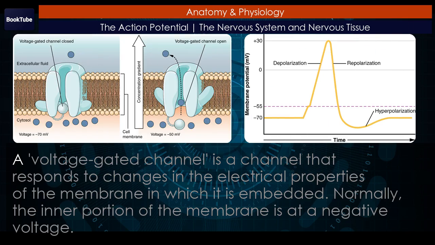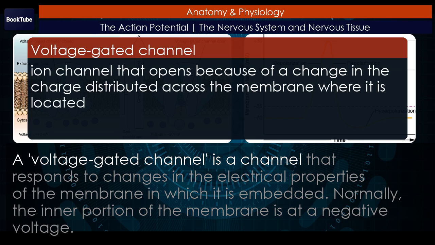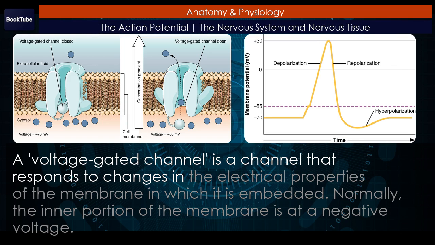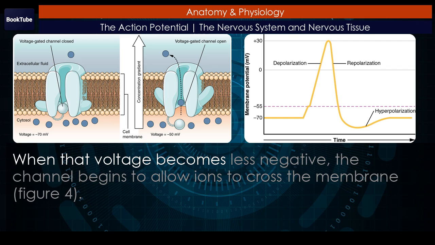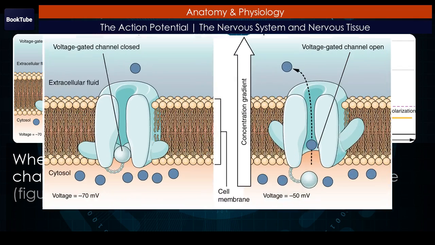Figure 3. A voltage-gated channel is a channel that responds to changes in the electrical properties of the membrane in which it is embedded. Normally, the inner portion of the membrane is at a negative voltage. When that voltage becomes less negative, the channel begins to allow ions to cross the membrane.